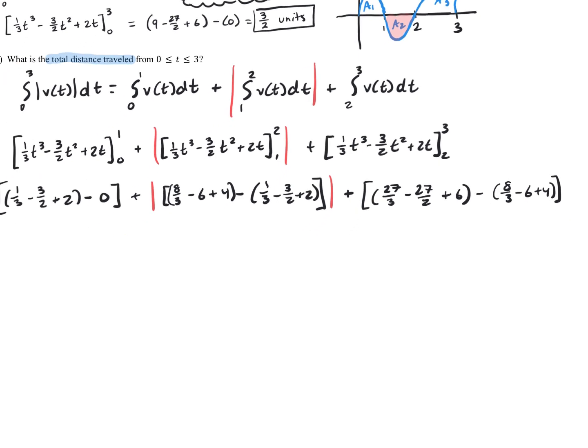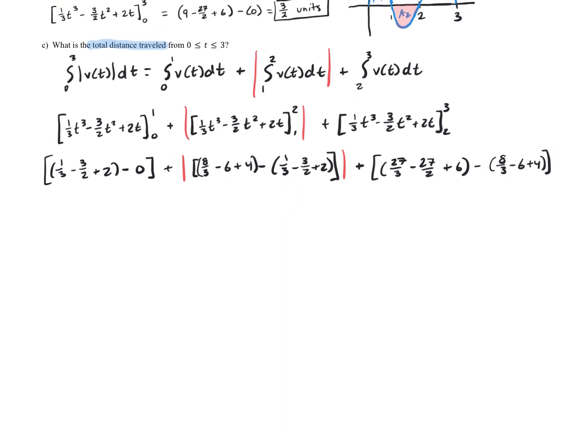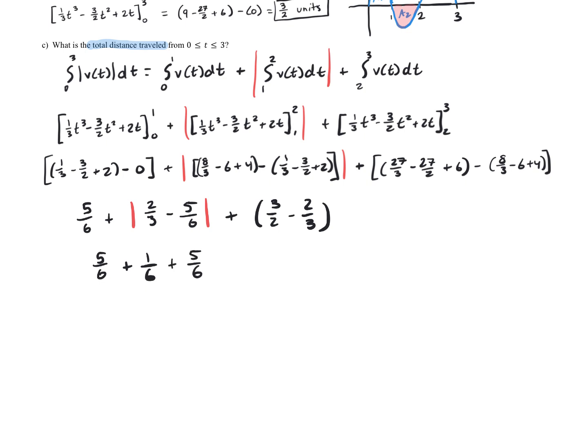And then we're just going to kind of keep plugging through. So way to the left, this gives us 5/6 plus the absolute value of 2/3 minus 5/6. And then we have plus 3/2 minus 2/3. So that gives us 5/6 plus 1/6 once we take the absolute value of it, and then plus 5/6, and that gives us 11/6, and then we'll say units.